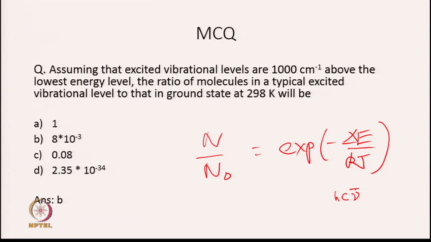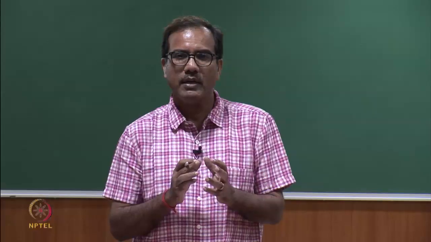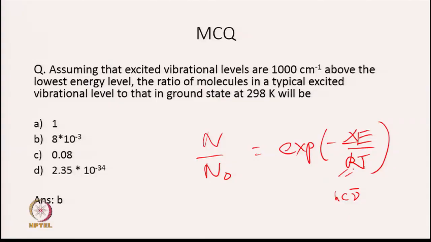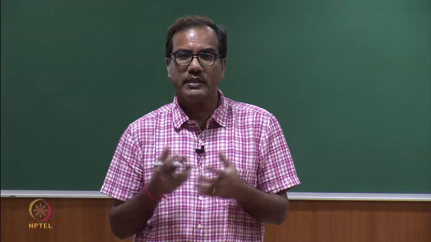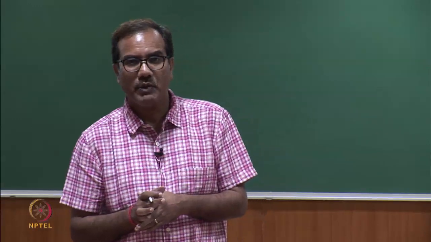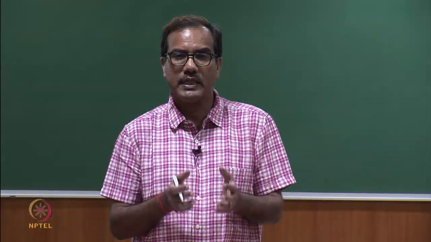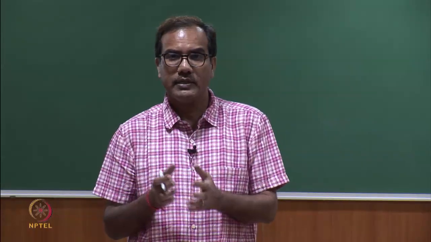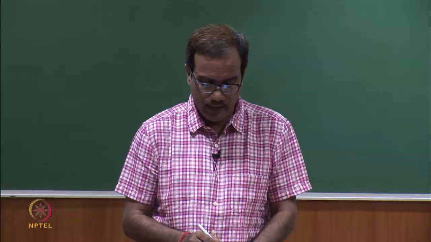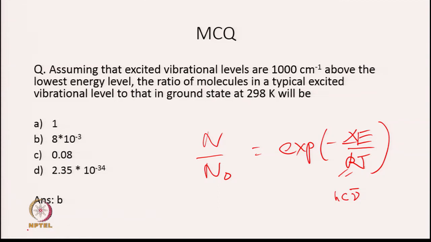h c nu bar. And now, here you must keep in mind that delta E should be expressed per molecule, not per mole, if you are going to use the Boltzmann constant. If you are going to use the gas constant R in place of the Boltzmann constant, then you must take delta E in joule per mole, otherwise you have to express delta E in joule per molecule, and if you do that, you can get the value, and the answer in this case is B, which is 8 into 10 to the power minus 3.